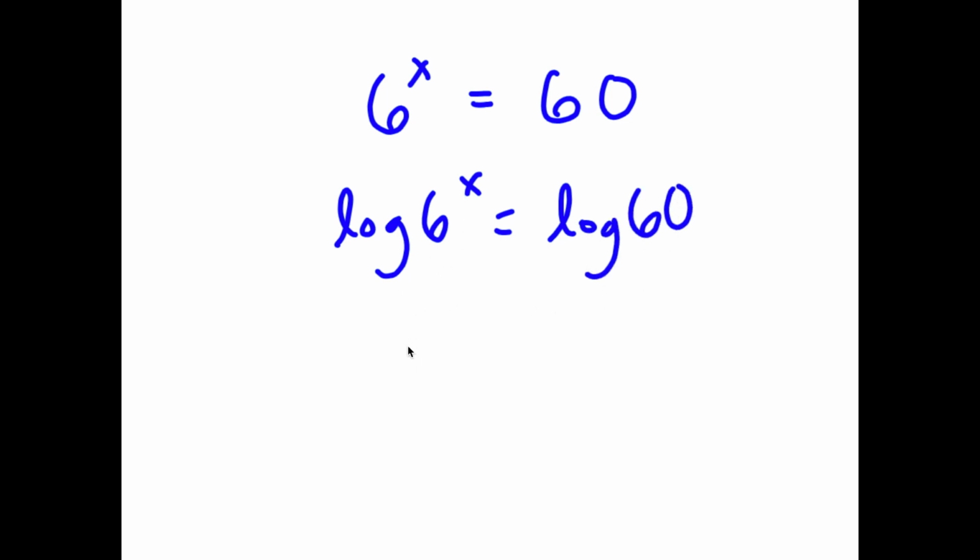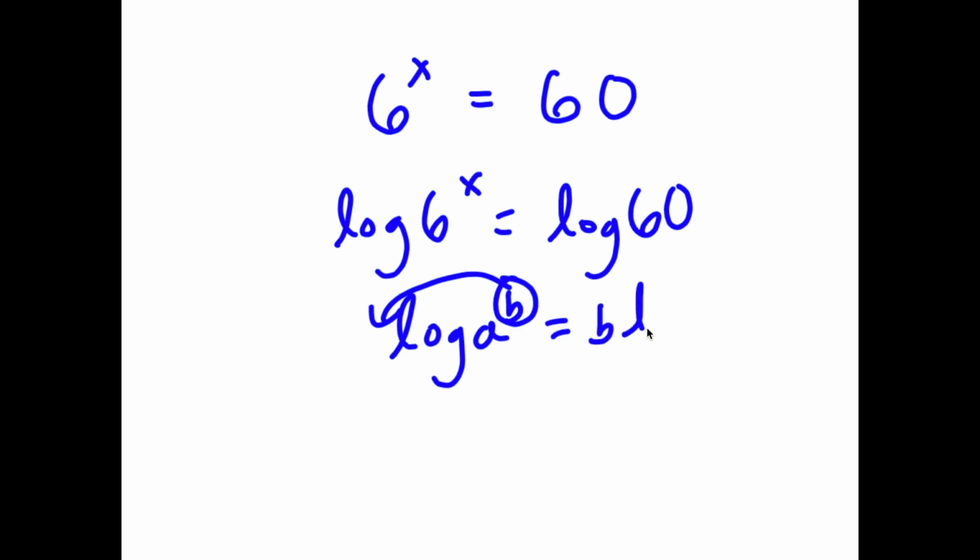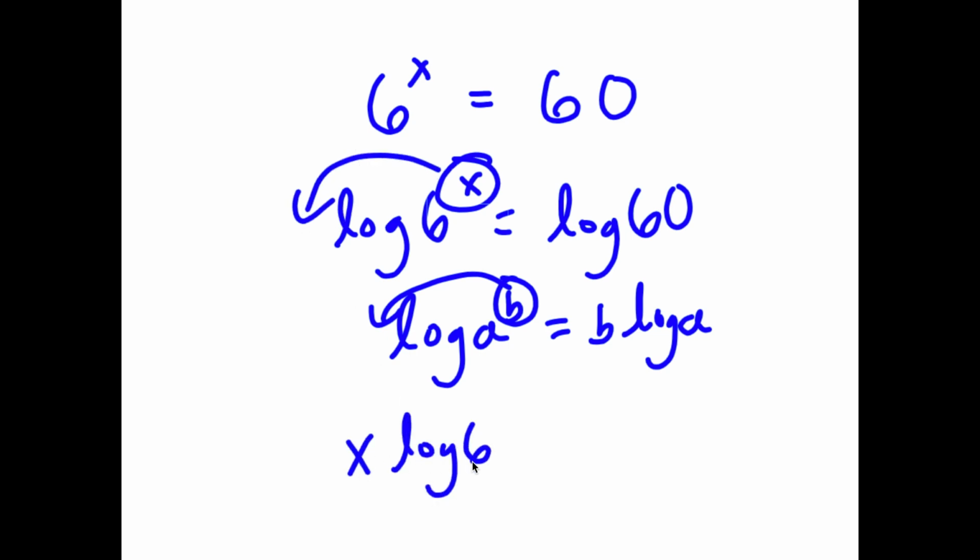Now, if I have something in the form log a to the power of b, I can move this exponent b to the front. So this is going to equal b times log a. So in this case, I have log 6 to the power of x, and I can move x to the front. So now I have x times log 6 is equal to log 60.